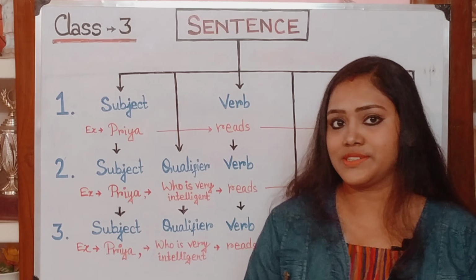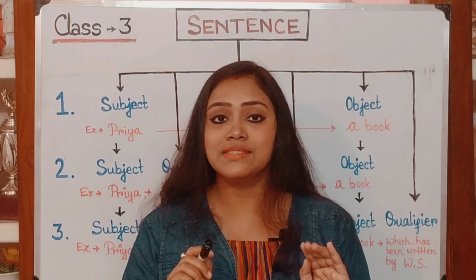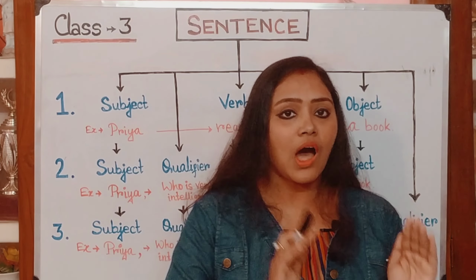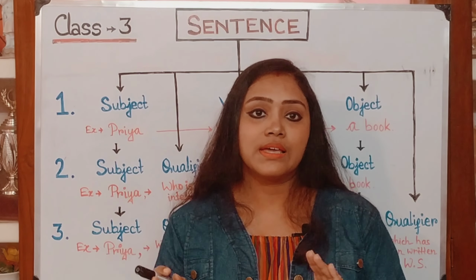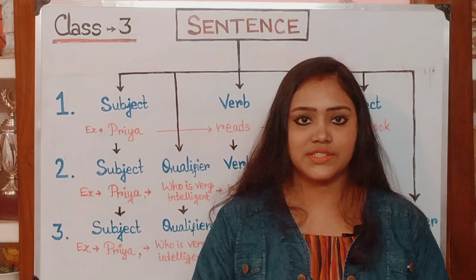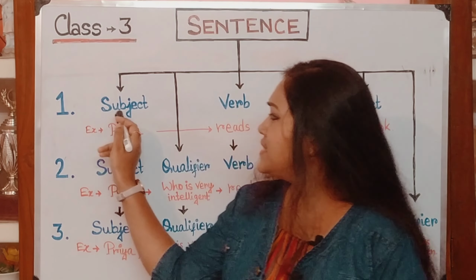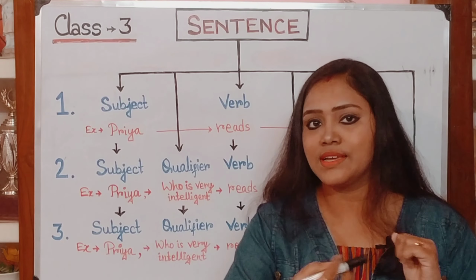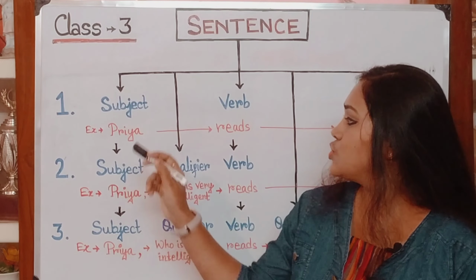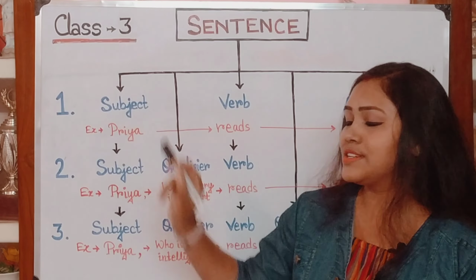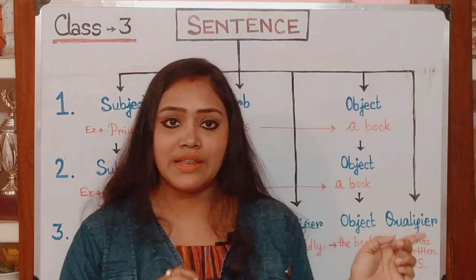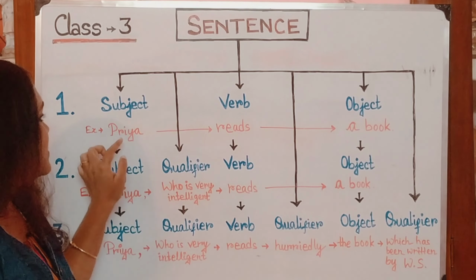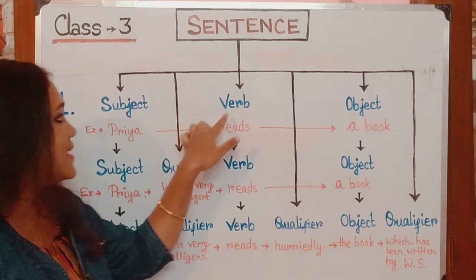What is a subject? Subject is the main part of a sentence. Usually a noun or pronoun is used as a subject. The subject is the word about which we talk in a sentence. I think you got it. Subject is either a noun or a pronoun in general. Then comes the verb.